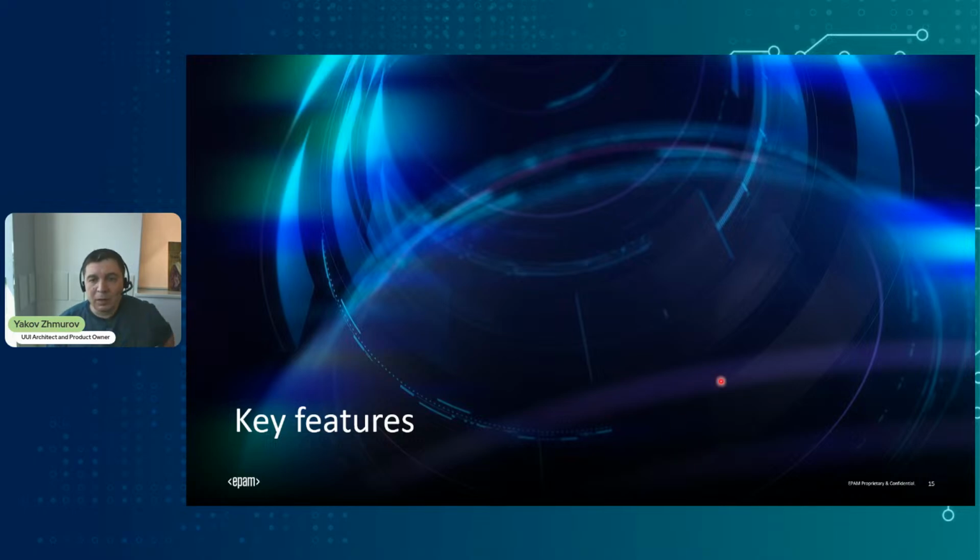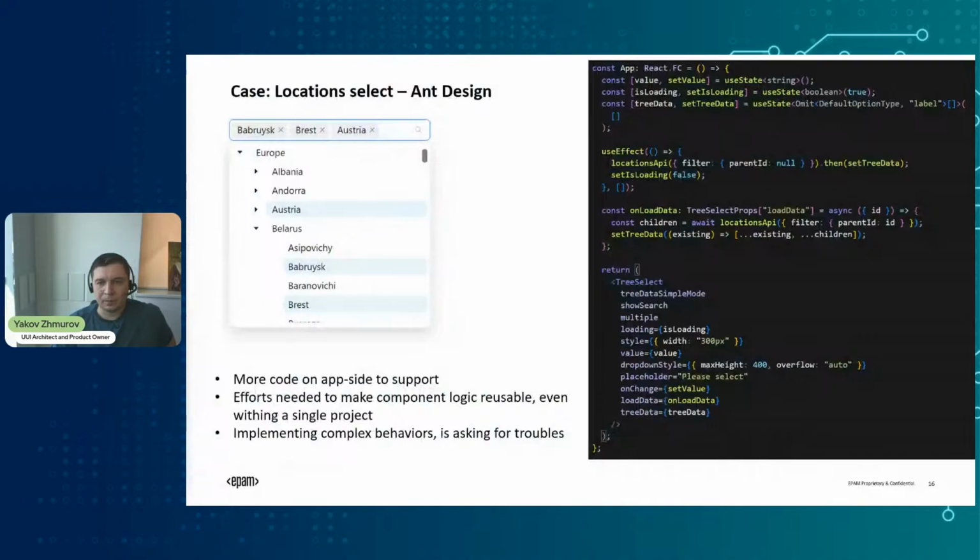So UUI has a good set of components, but in this talk, we won't focus on them much. We'd rather talk about what UUI has, which component libraries usually don't. Let's start with an example. We started a project and we need a select component to pick locations, like cities or countries, from the tree. There are thousands of locations in your database, and we can't load them all to a browser.